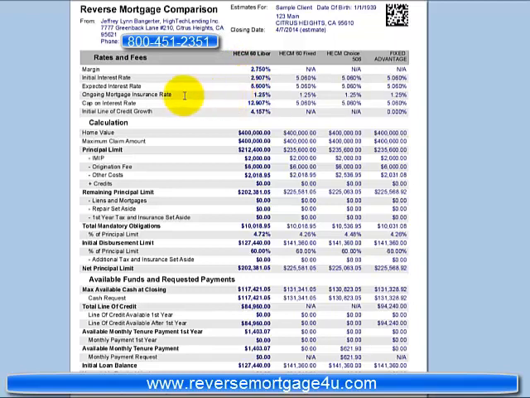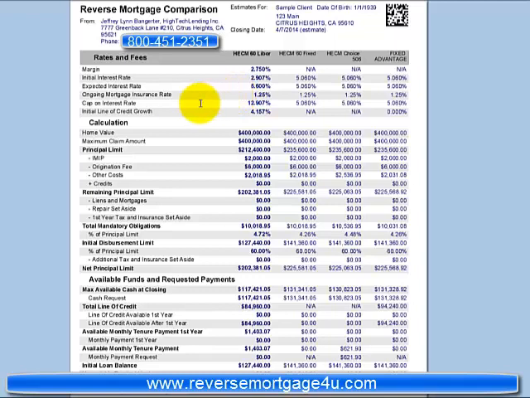There's ongoing mortgage insurance. This is on all of them. This is an FHA fee of 1.25% of the outstanding balance of the loan every year. This is to ensure that if the lender goes out of business, you're still going to get paid. It also ensures that if you live a really long time and the debt on the house is more than the value of the house, the lender will not lose money on the transaction.